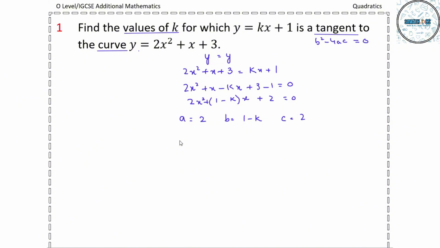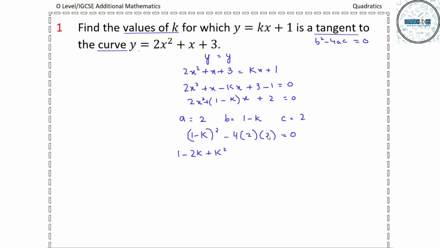Now we'll substitute the values of a, b and c in b squared minus 4ac is equal to 0. So (1 minus k) whole squared minus 4 into a, which is 2, into c, which is 2, is equal to 0. When we expand this, this will become 1 minus 2k plus k squared. We apply here the identity (a minus b) whole squared is equal to a squared minus 2ab plus b squared.